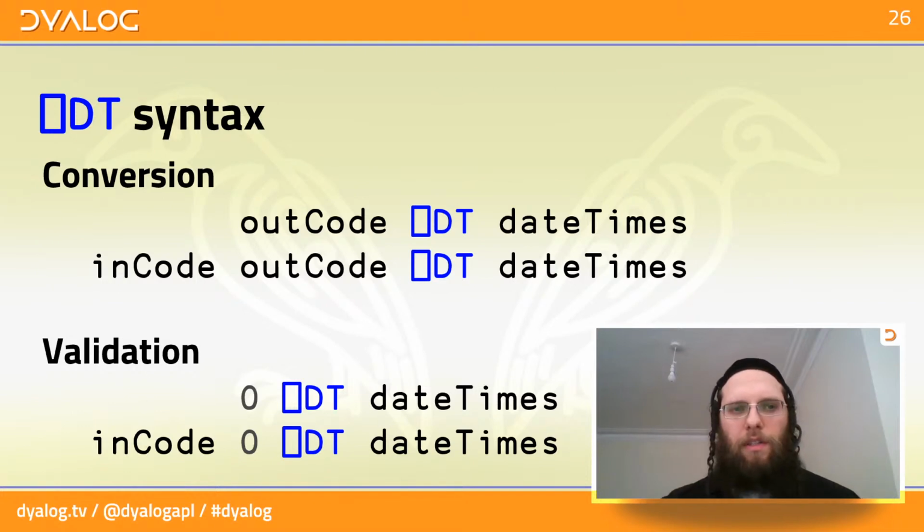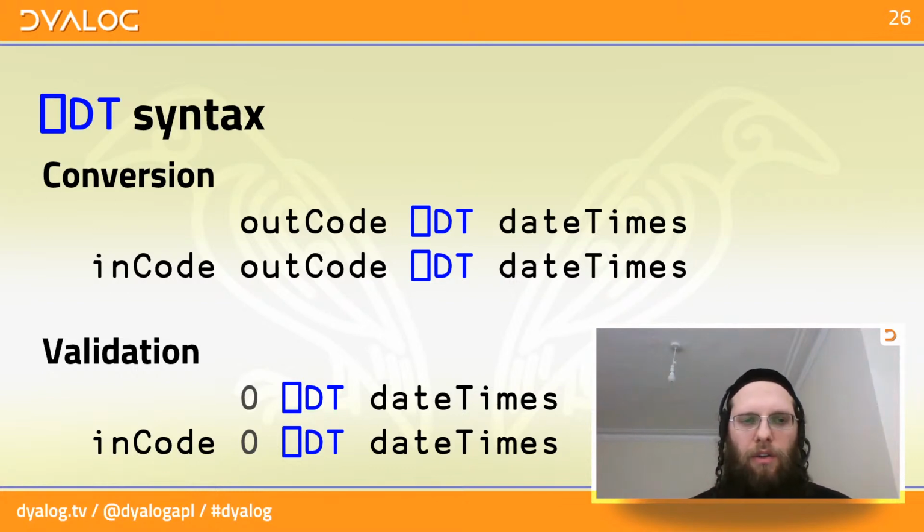Well, it can do two things. It can do conversion of date times, and it can do validation of date times. And in each of those cases, you can use one or two codes as left argument, and then the right argument is just an array of one or more date times. And you should know, though, that since a vector can be a date time, that's a timestamp, then it has to be enclosed in order to be taken as a single date time and not as a vector of time numbers.